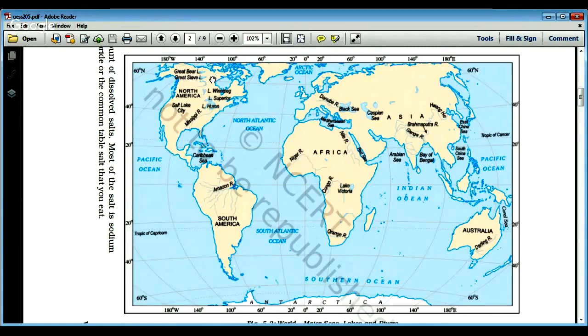There are some lakes in America also, like Great Bear, Great Slave, Lake Winnipeg, Lake Superior. These are the Great Lakes of America, and Great Huron, Lake Huron.